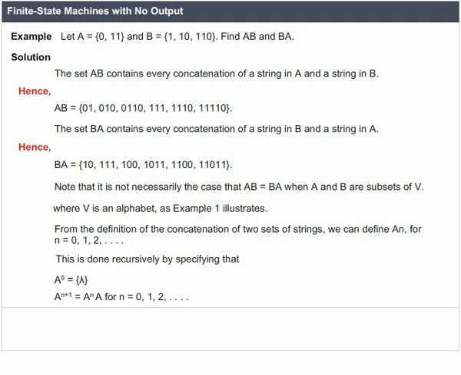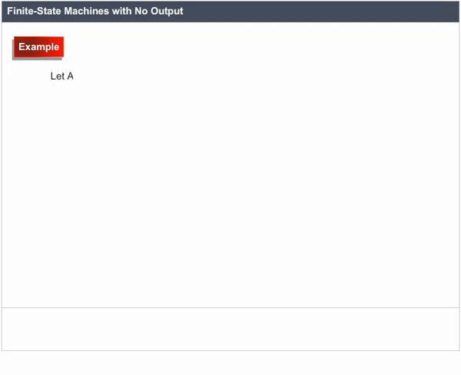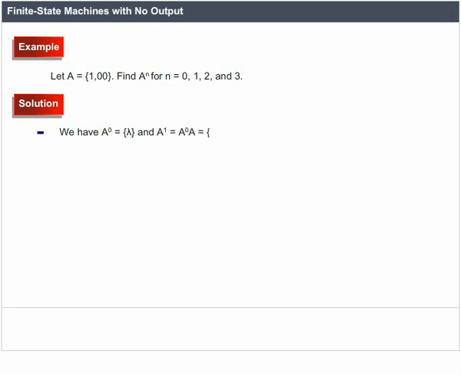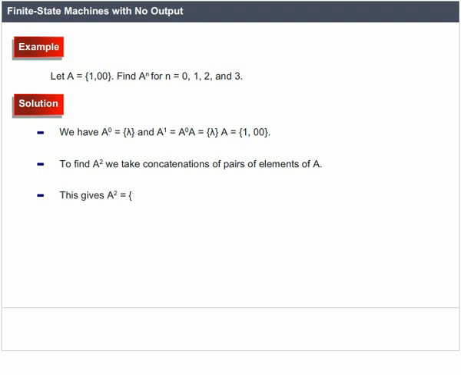Example, let A equal {1, 00}. Find A^n for n equal to 0, 1, 2 and 3. Solution. We have A^0 equal {lambda} and A^1 equal A^0 A equal {lambda} A equal {1, 00}. To find A squared, we take concatenations of pairs of elements of A. This gives A squared equal {11, 100, 001, 0000}.